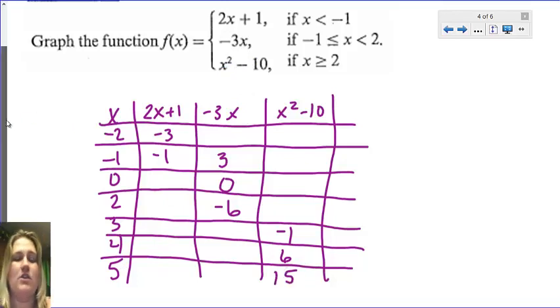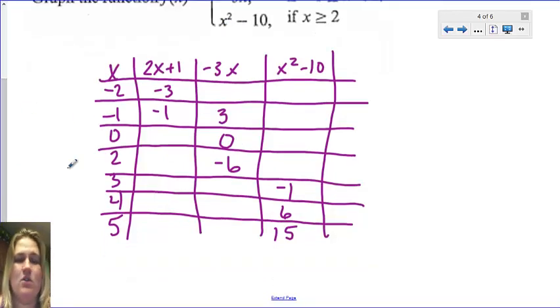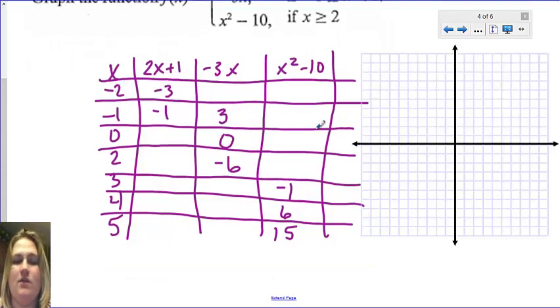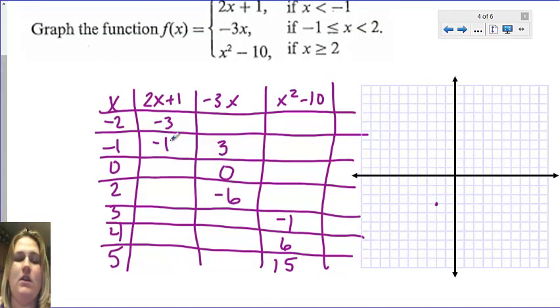Then all we have to do is graph that information. We know that we have -2, -3. These are our x's and these are our y's. -2, -3 is going to be over -2, down 3, and that one was included. This one, the -1, was not, because where x is less than -1, this would be equal. So we have -1, -1, which is about here, but it's going to be an open circle, and it's going to go through that point. So roughly like that.